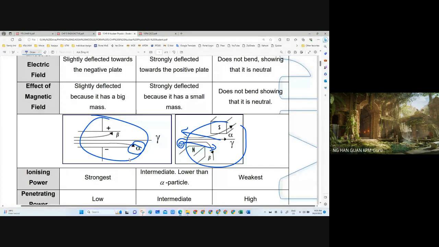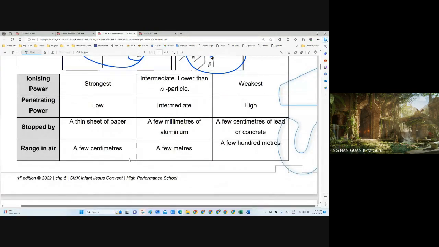And then gamma ray doesn't have charge, so it's neutral. That's why it isn't affected by the magnetic field either. Now, about the detector, how far away it can detect depends on the type of radiation. Alpha particle has very strong ionizing power, and it is only able to move a few centimeters in the air.